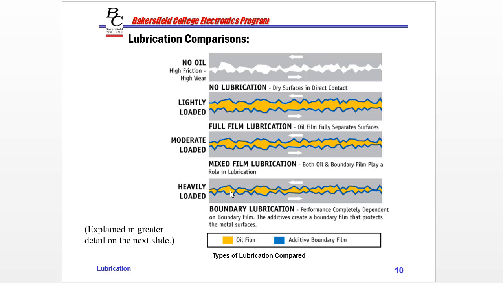So remember those additives that cause the oil to adhere to the metal surfaces and to disperse any granular parts of metal and dirt and grime and things like that. So you can see this boundary film in blue on all of these. So let's take a little closer look on the next slide.